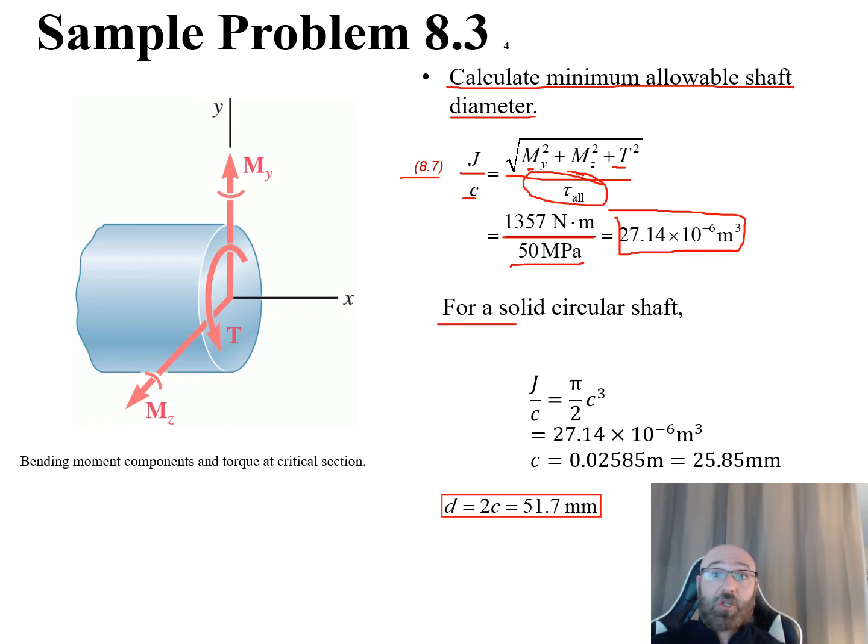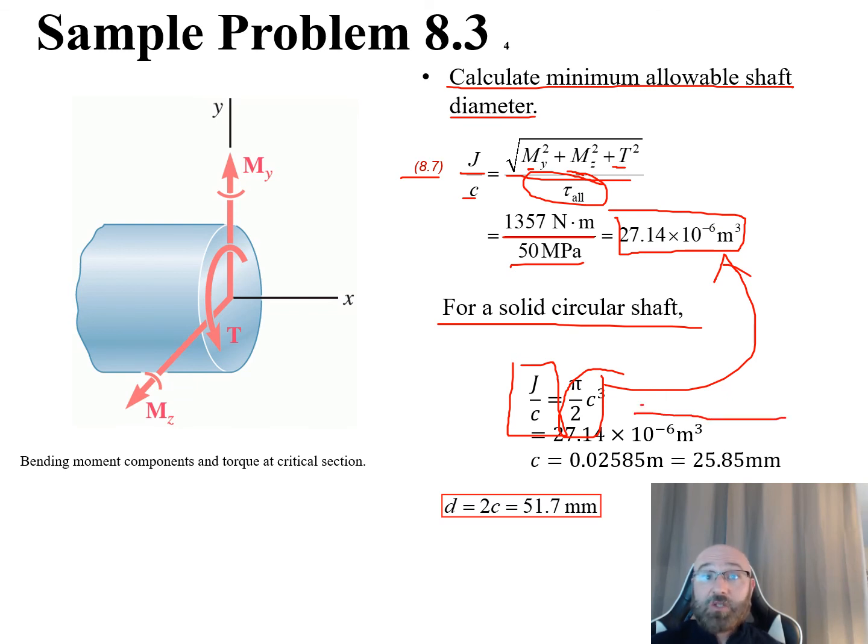Now, for a circular shaft, as we have in this problem, we can use this relationship for our J over C. Plug in our J for a circular shaft, and we end up with pi over 2 times C squared, which is now equal to the right-hand side, that 27.14 times 10 to the negative 6. So in this case, one equation, one unknown. Our only unknown is this C value. So we solve for this, and it's 0.02585 meters.